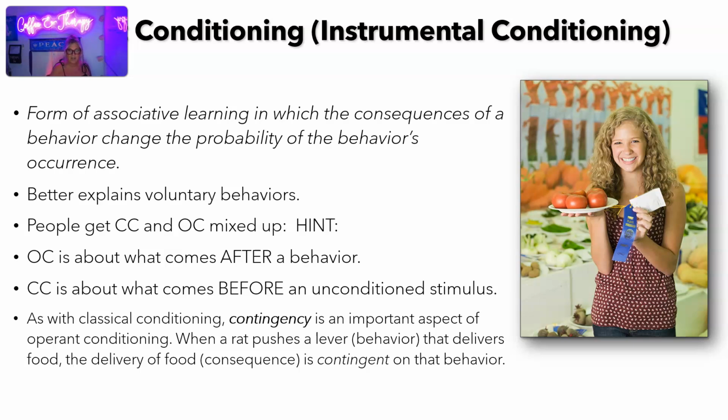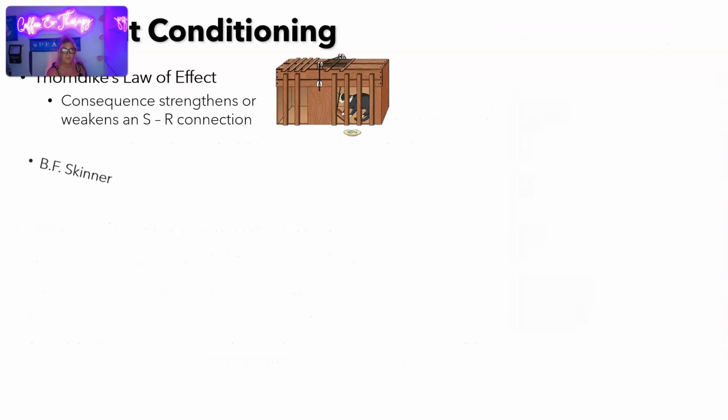As with classical conditioning, contingency is an important aspect of operant conditioning. When a rat pushes a lever, that's a behavior, that delivers food. The delivery of the food, the consequence, which is a good thing, is contingent on that behavior. So pressing that lever gets that food. So now we're looking at operant.